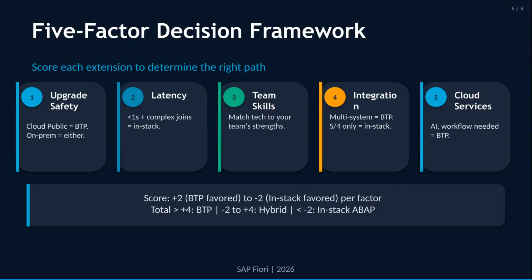Here is the framework. If you are on SAP S/4HANA Cloud Public Edition, side-by-side is your only real option because SAP controls the upgrade cycle. If you are on private cloud or on-premise, both paths work, but side-by-side gives you a stronger upgrade guarantee. If your extension needs sub-second response times with complex joins across S/4HANA tables, in-stack is better. If it is a portal or workflow where 1 to 2 seconds of API latency is acceptable, side-by-side works fine.